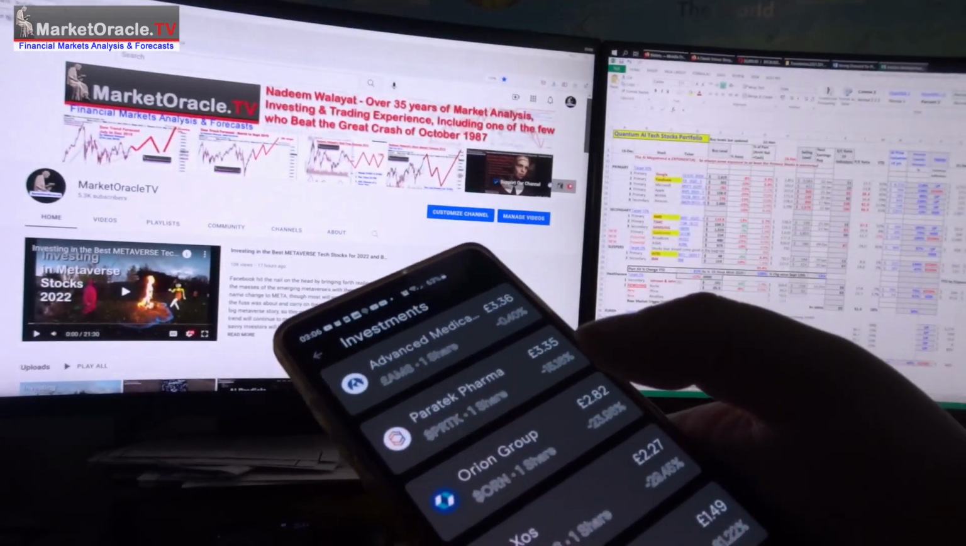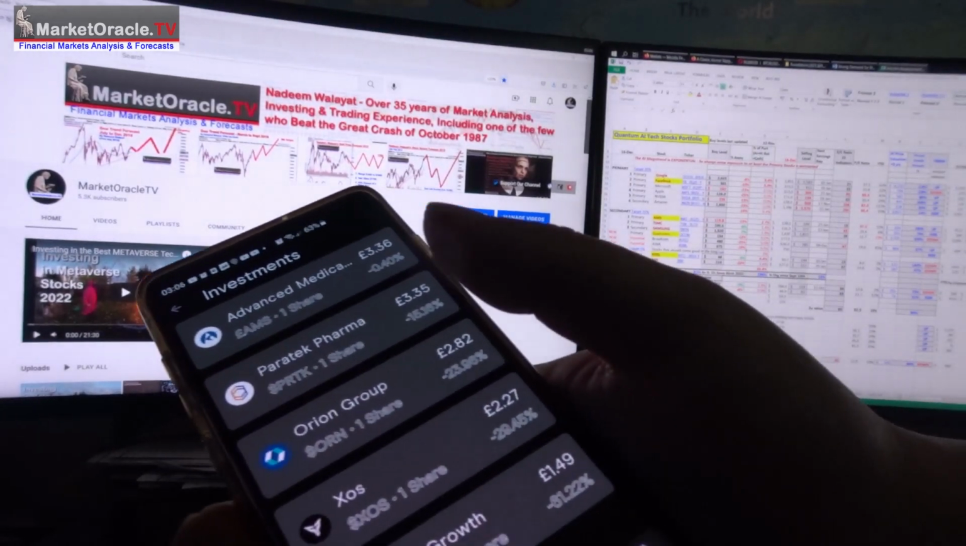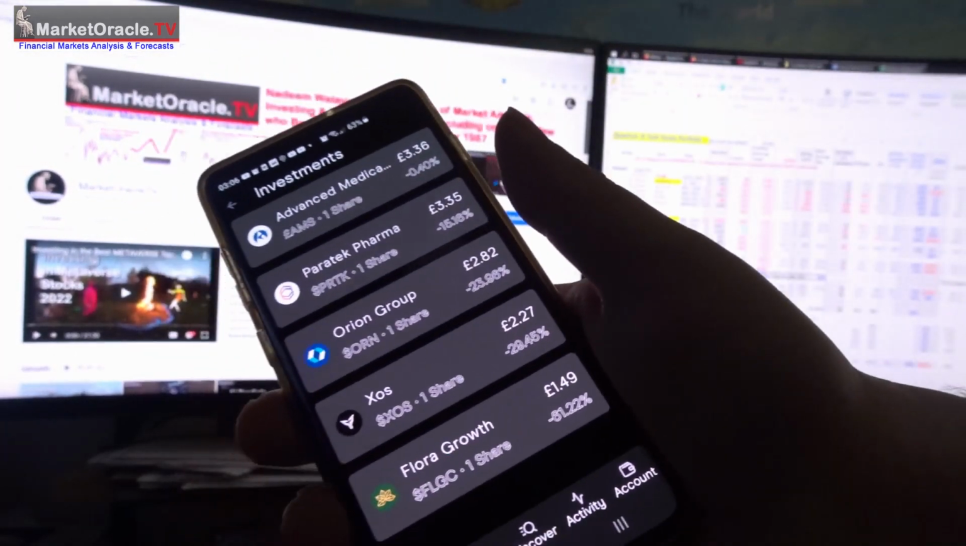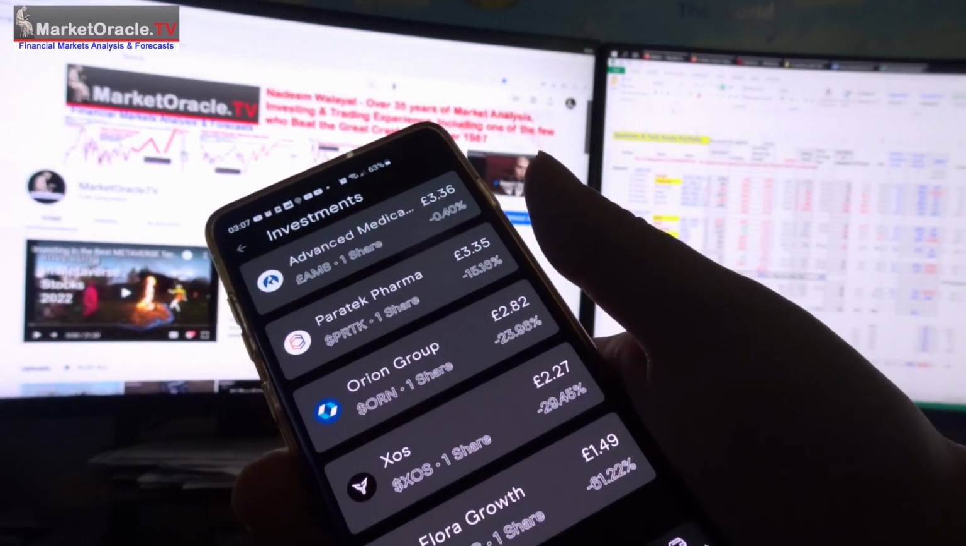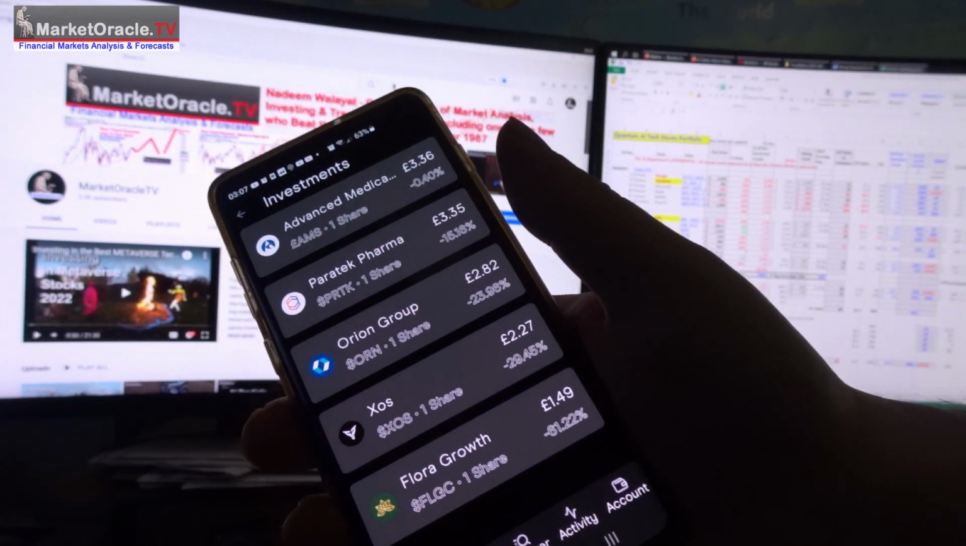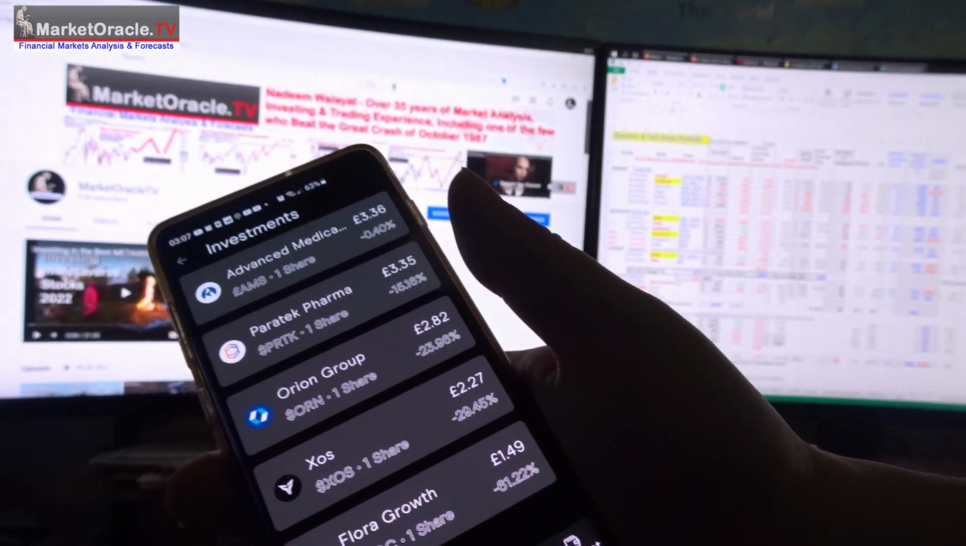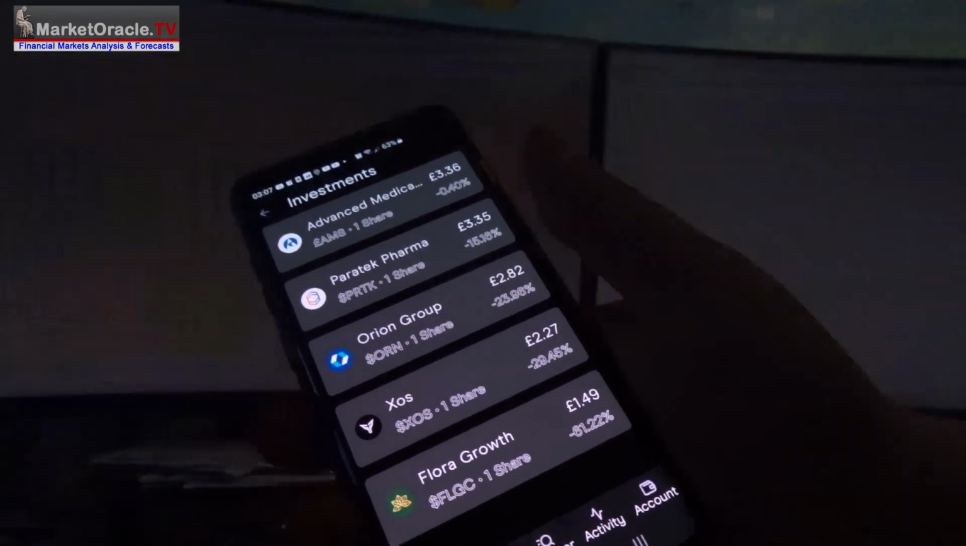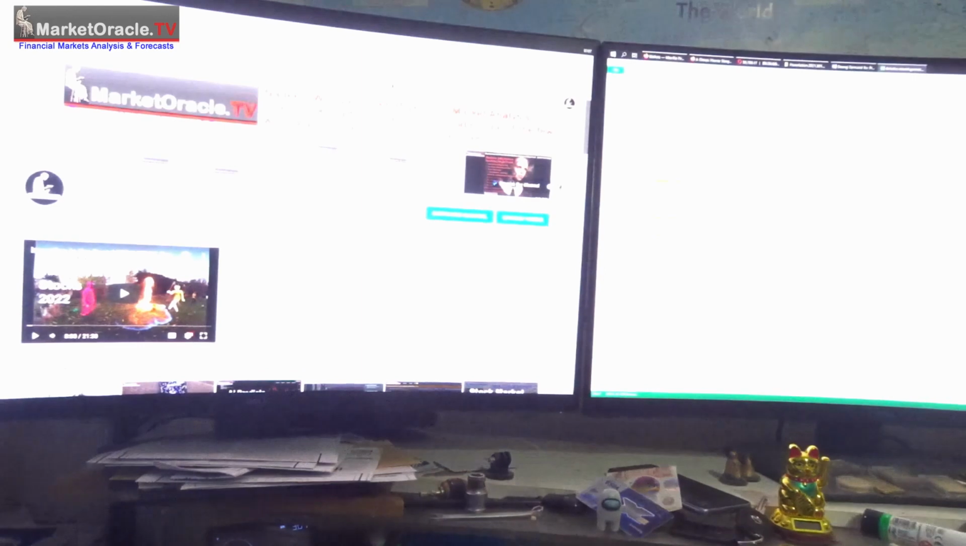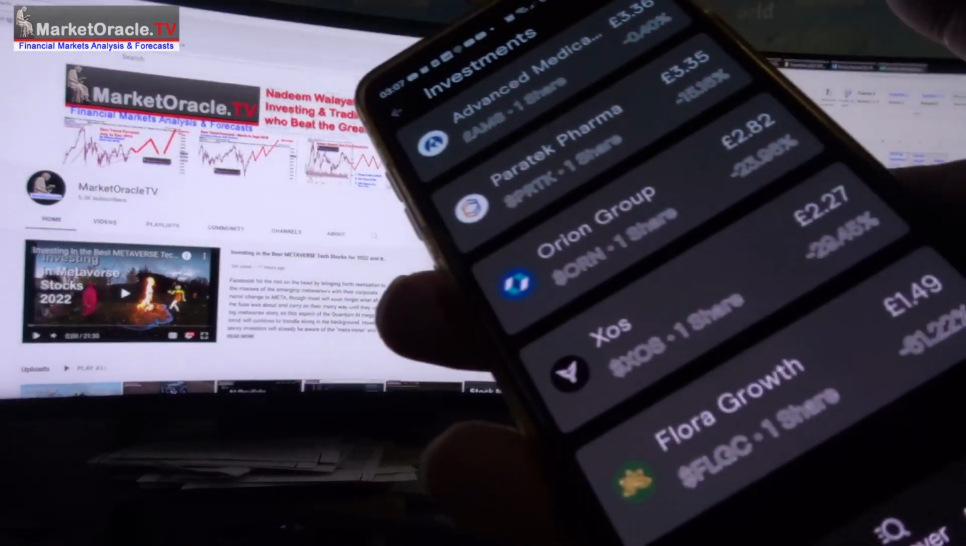I'm not happy that I have to pay £10 extra a month for basically not that good of a trading platform, where limit orders are concerned. Yes, it's commission-free, but I'm paying £10 a month. The screens have gone off. So there you go.